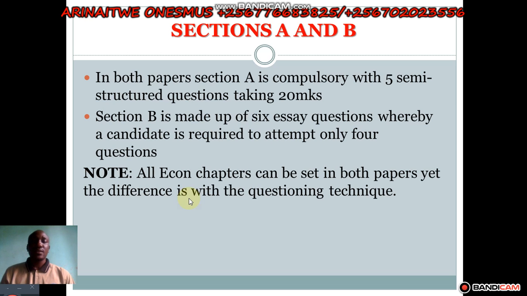When you look at sections A and B, section A is compulsory, and section B is made up of 6 essay questions, whereby a candidate is required to attempt only 4 questions. Note that all economics chapters can be set in both papers, that is 1 and 2. So what matters here is to master the difference in the questioning technique.